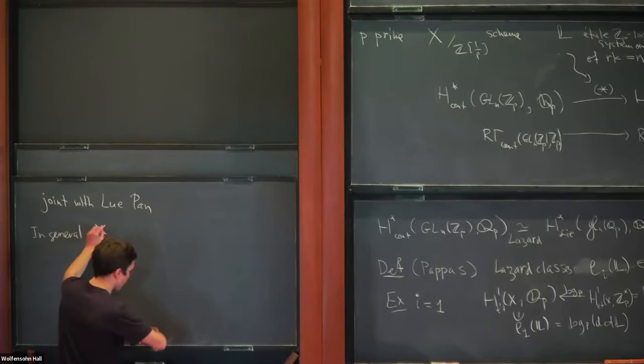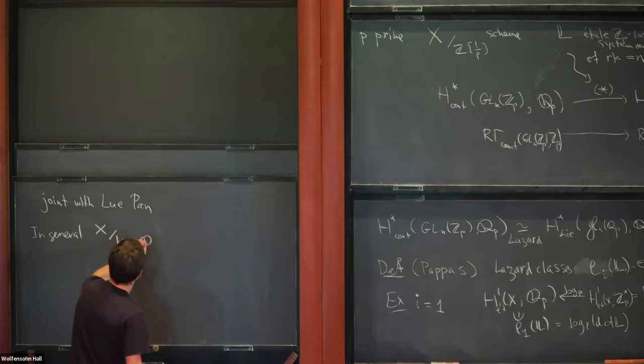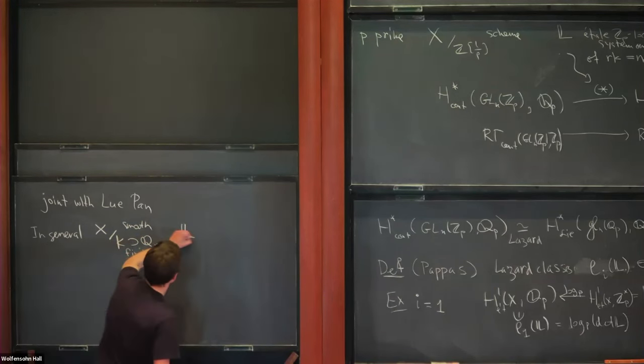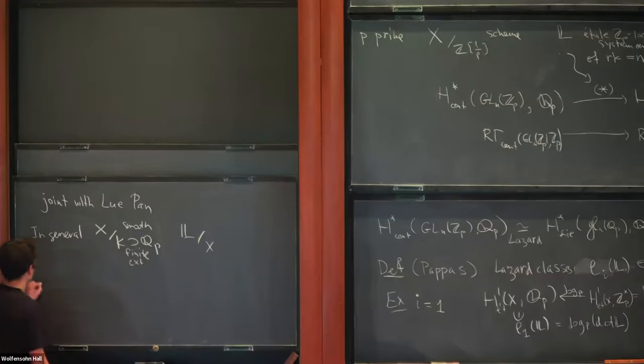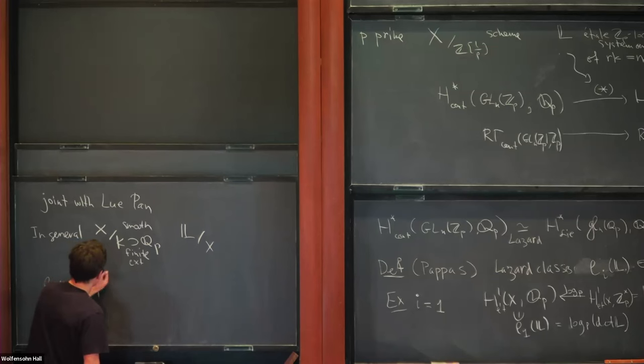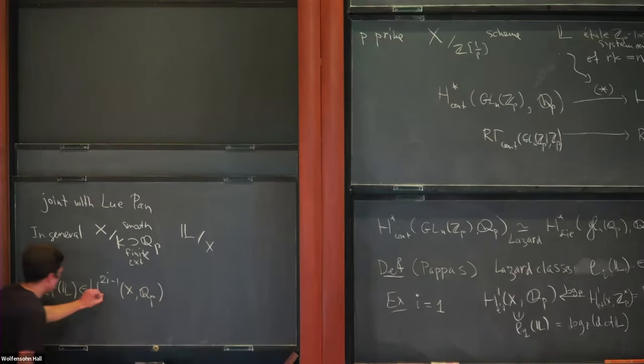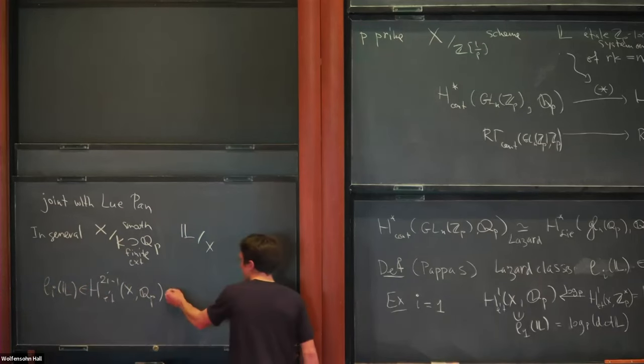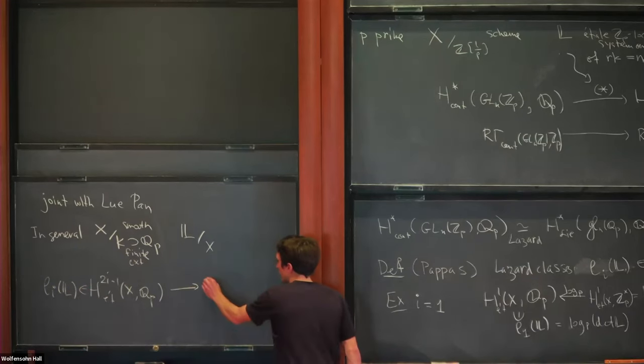suppose I have some smooth variety over a p-adic field. So let's say it's a finite extension of Q_p. Then if I have any Z_p local system, then I get these classes in absolute étale cohomology in degree 2i. And now, the p-adic comparison isomorphism produces for me an actual map from this étale cohomology to de Rham cohomology in previous degree.